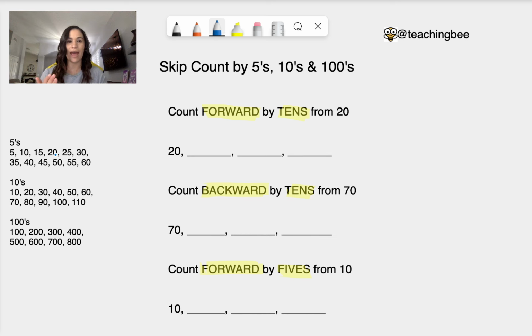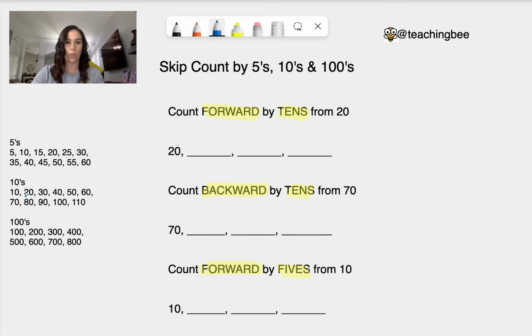So with our 5's, something else to remember is it's always going to end in a 5 or a 0. So if you notice, we have 5, 10, 15, 20, 25, 30, 35, 40. Every single one of them ends in a 5 or a 0. So going by 10's, counting by 10's, everything will end in 0. And you're going to count and add up 10 more.